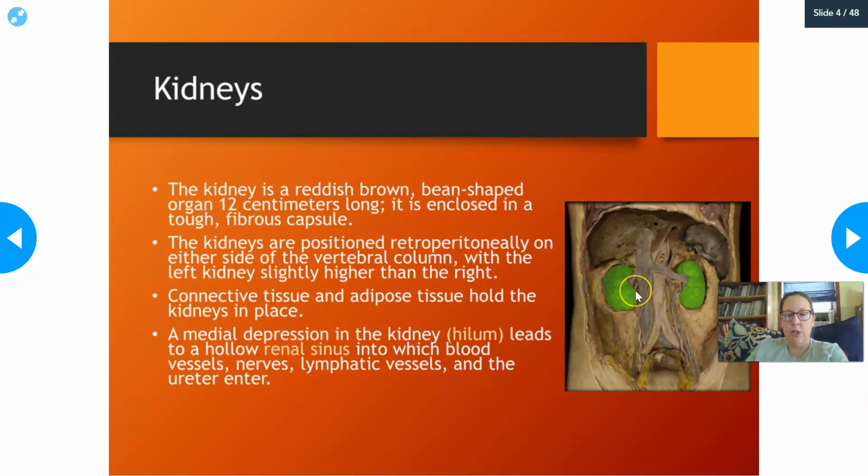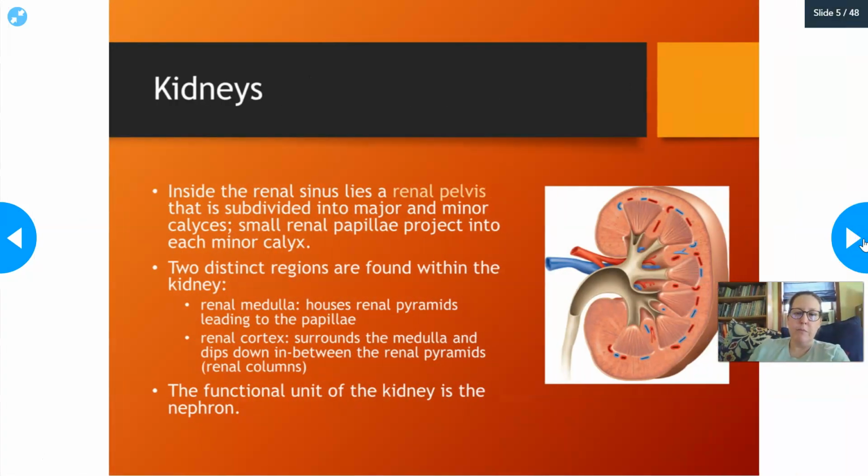It leads inside to a hollow renal sinus, in which the blood vessels, nerves, lymphatic vessels, and the ureter enter. So everything basically comes in or exits out of the kidney through the area that's the hilum, with the renal sinus. If you look at a cross section of a kidney, inside the renal sinus is a renal pelvis. This renal sinus is this cavity right here, and here is the renal pelvis. Think of it as a big funnel that leads over to the ureters.